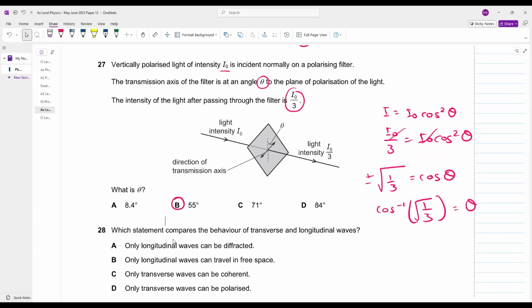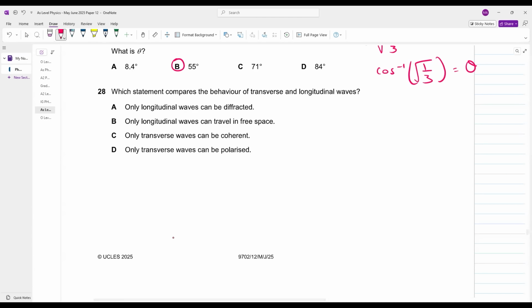Let's further move ahead. Which statement compares the behavior of transverse and longitudinal waves? Only longitudinal waves can be diffracted. No. Only longitudinal waves can travel in free space. No. D is the correct answer: only transverse waves can be polarized. Simple.